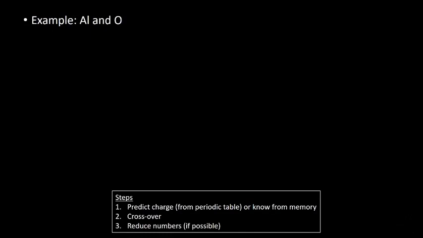Let's say we have aluminum and oxygen. So those are the two elements that we know are in our ionic compound, but we don't know how many aluminums there are or how many oxygens there are. And that's the whole goal. We want to figure out how many aluminums and oxygens there are.